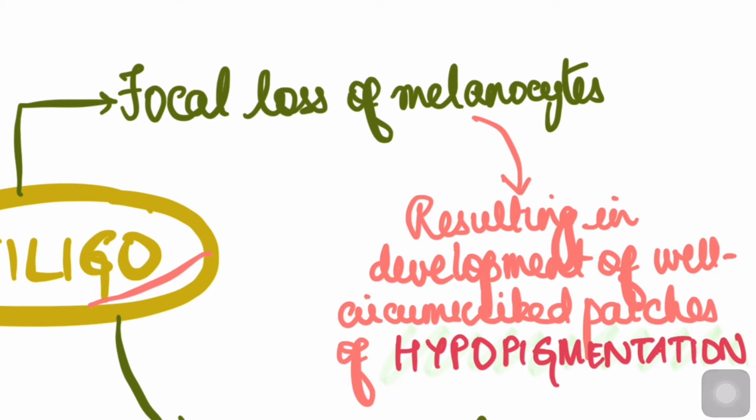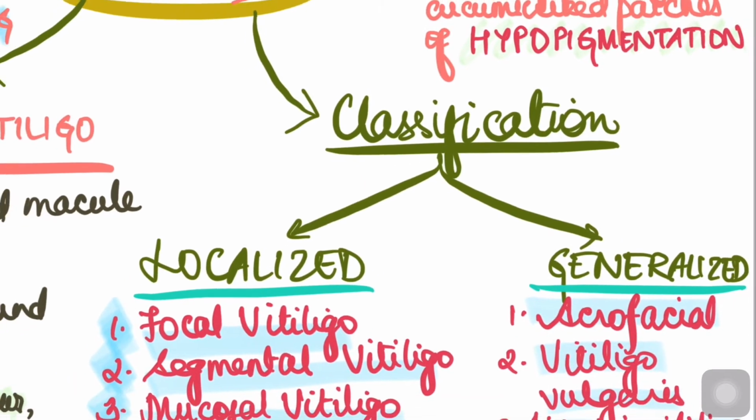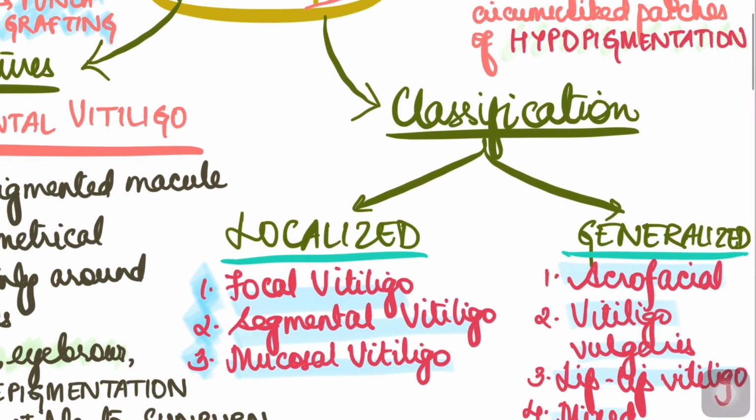Now vitiligo can be classified into two types, that is your localized and generalized. When we talk about localized, mainly you have your focal vitiligo, segmental vitiligo, mucosal vitiligo. Okay, so these are the three types of vitiligo that we get to see in case of localized. When we talk about generalized, we have acrofacial vitiligo vulgaris, lip tip vitiligo and mixed vitiligo. So this is your classification for vitiligo.